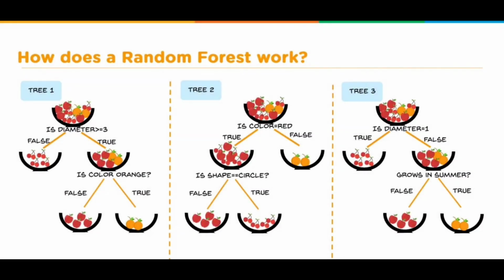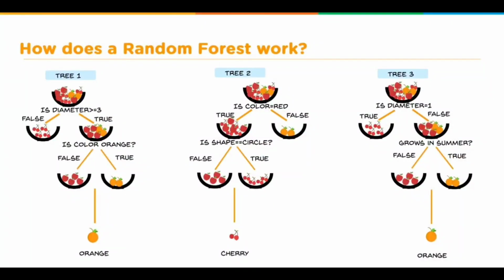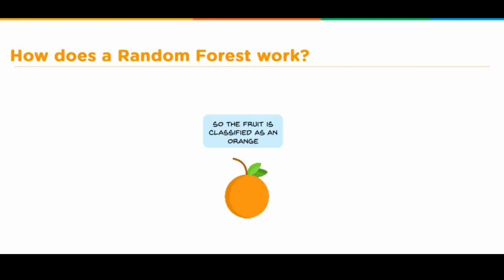Let us compare the 3 trees to finalize the final decision. Here for tree 1 the output is orange, for tree 2 the output is cherry and for tree 3 the output is orange. We have already discussed that the majority of the output is considered as the final decision. So the final decision for this random forest is orange.